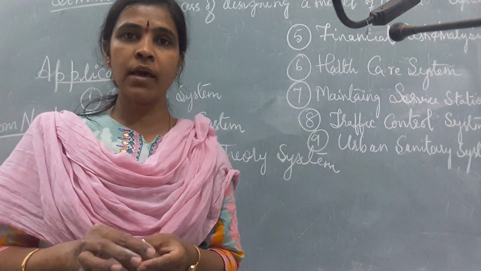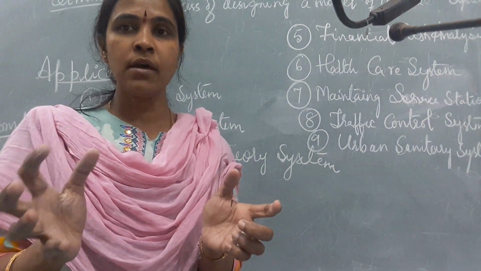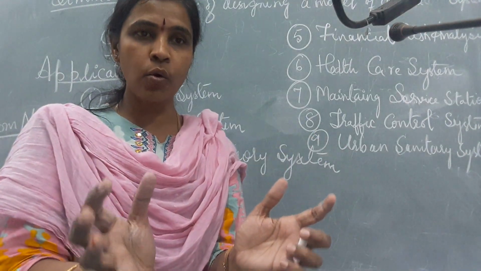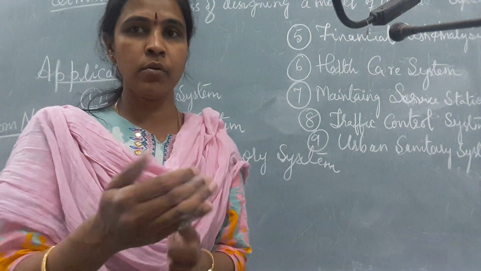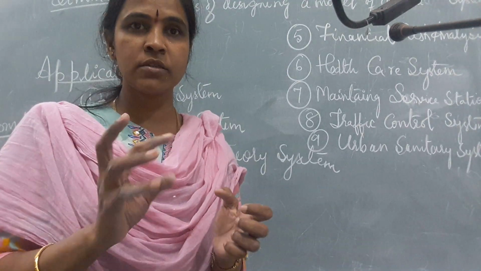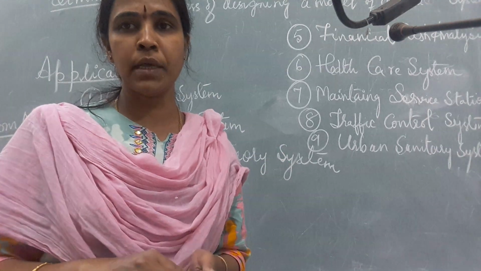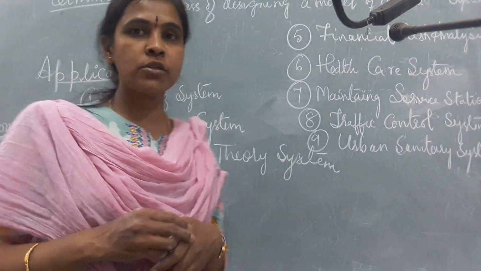The example of simulation is a globe. If I have to explain to you how the globe is, you will not be able to understand it. If I bring a model of a globe and explain to you, you will be able to understand the continents, rivers and oceans. Is it not? The system can be better explained. So this is about simulation.